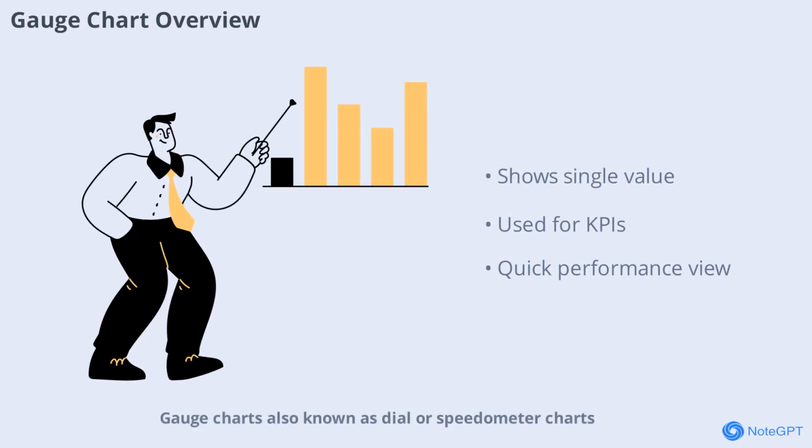Gauge charts, also known as dial or speedometer charts, display a single value within a range. They're often used for dashboards, performance metrics, or KPIs. Gauge charts provide a quick, intuitive view of progress toward a goal, making it easy to see if you're on track or need to take action. They're especially effective for executive summaries and real-time monitoring.